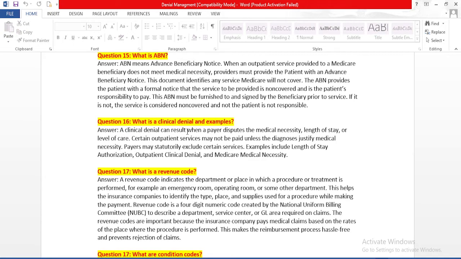Basically, whenever the Medicare patient visits the hospital, if the service is not covered under Medicare, the patient needs to sign an ABN, which is Advanced Beneficiary Notice. So what is the use of this document? Using this document, the physician tells the patient that this service will not be covered under Medicare. Patient needs to pay his own money.